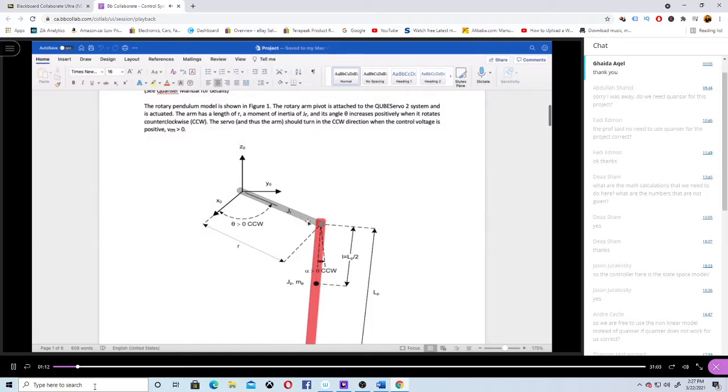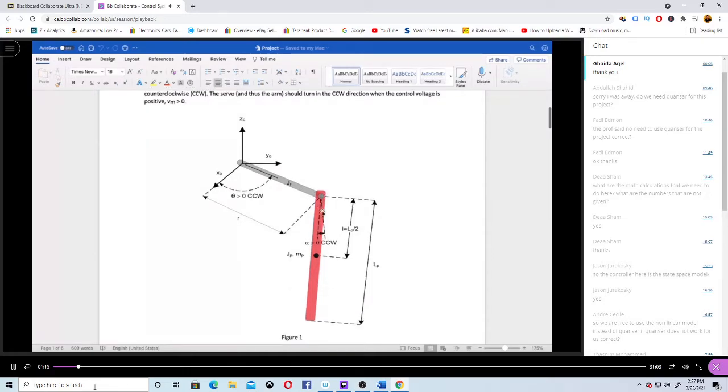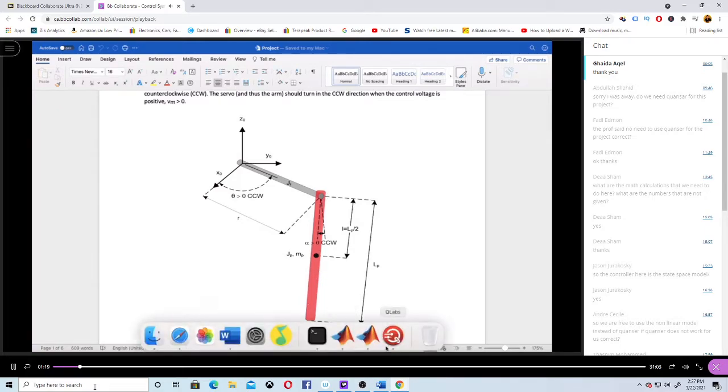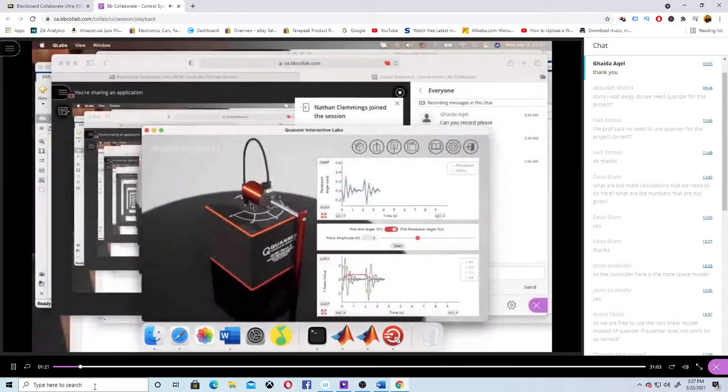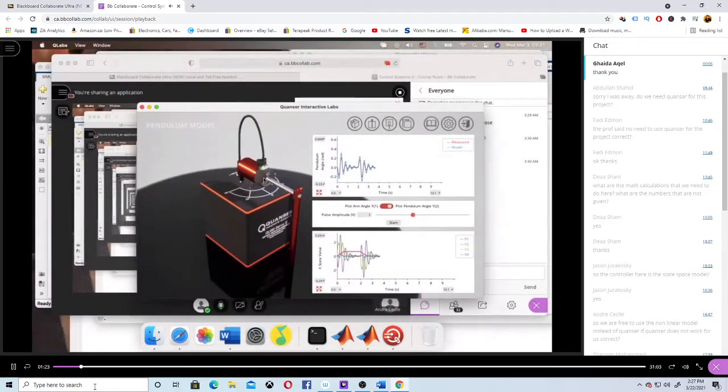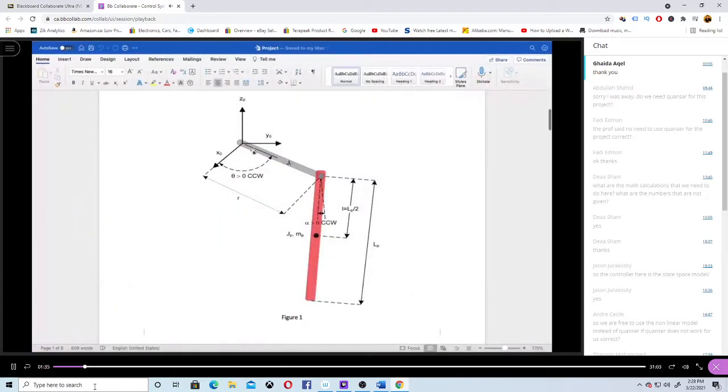One is a rotatory arm, and the other one is the inverted rod. So basically, I have a very simple model here. That's basically the pendulum. That's the rotatory arm, and this is a rod. So this theta here represents the angle of the rotatory arm, and this alpha here represents the angle of the rod.